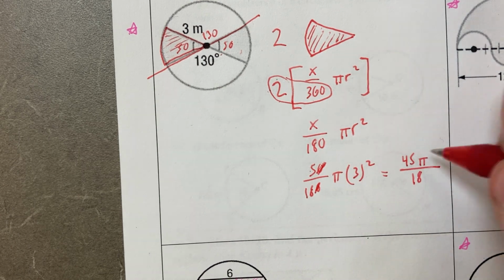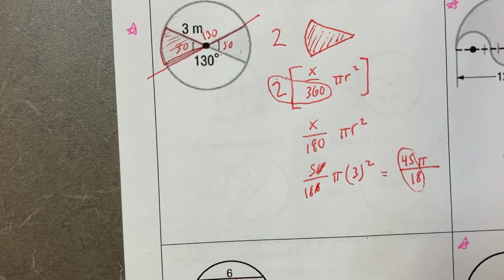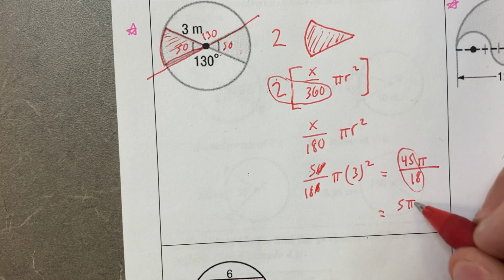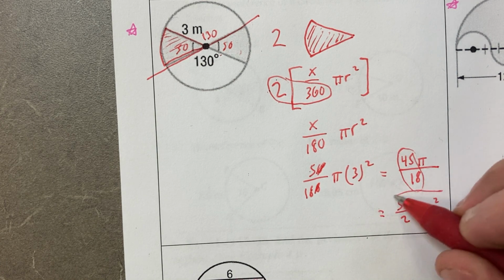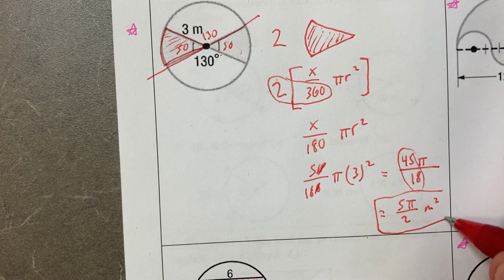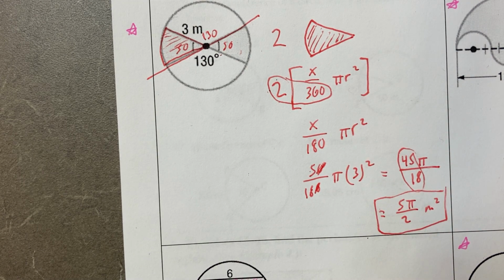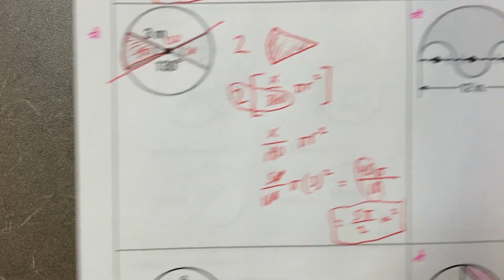And then this can be reduced. Let's see here. What can that be reduced by? Those can both be reduced by 9s. So we can call this 5 pi over 2, dividing both by 9. And technically meters squared. That is the exact answer. And then from there you can get the approximate answer, plugging that in your calculator.